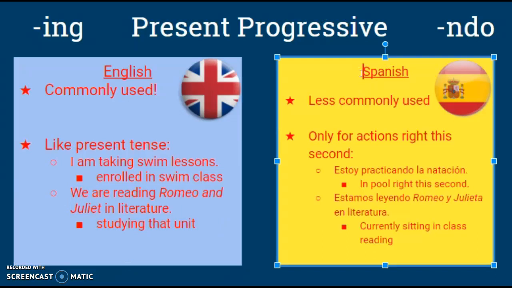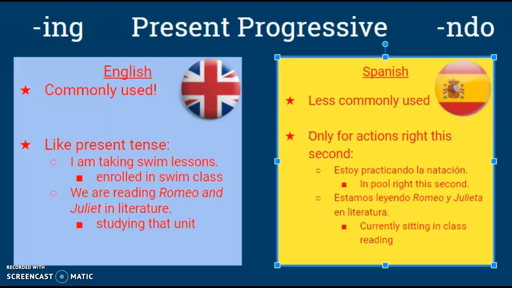So Spanish is different though, because they don't use it nearly as much in Spanish as we do in English. So if I said those same sentences in Spanish, they'd mean different things. So if I said, I am practicing swimming, or if I'm taking swimming lessons, if I'm using this tense in Spanish, that implies I'm in the pool right this second, swimming. Or if I said, we are reading Romeo and Juliet in literature, that implies that I'm currently sitting in class, I'm currently reading that book right this second. So you have to be careful, because these might not always translate real well.